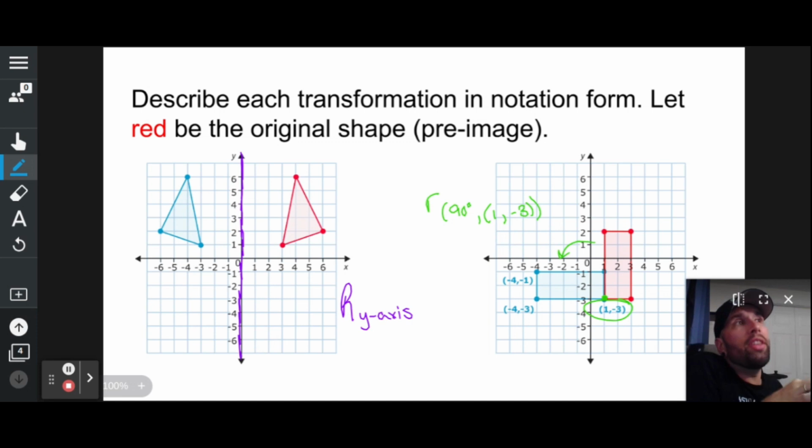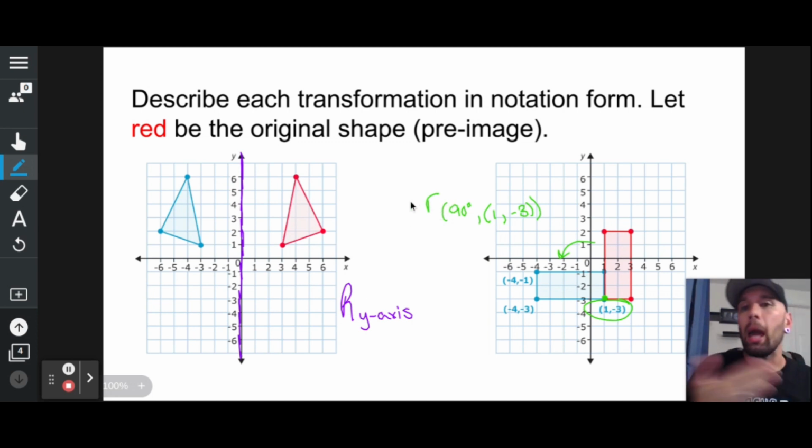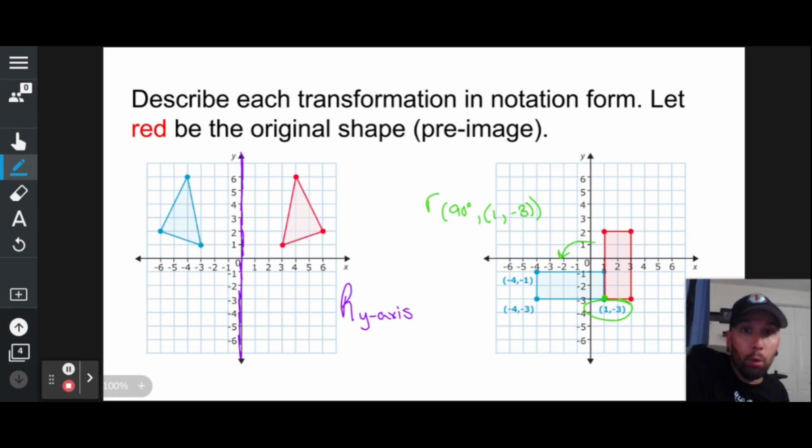All right, so this is transformation notation. And this is specific for Pearson enVision. So, you may use different books that have different things. You may look online and see different things. If you're using Pearson enVision and you see capital R, it's reflection, lowercase r, it's rotation, capital T, translation, just move it. And you know what? I like to do that. Move it. Move it.